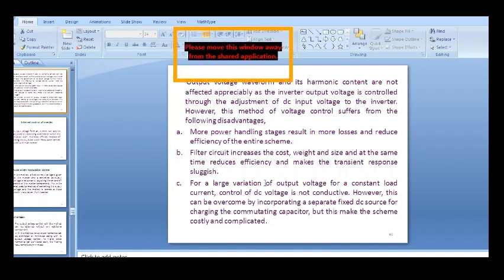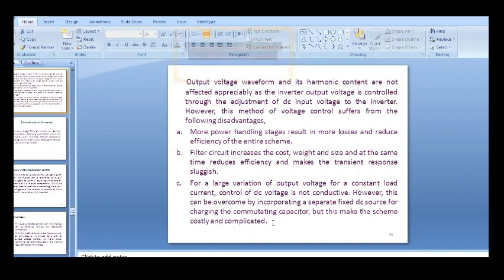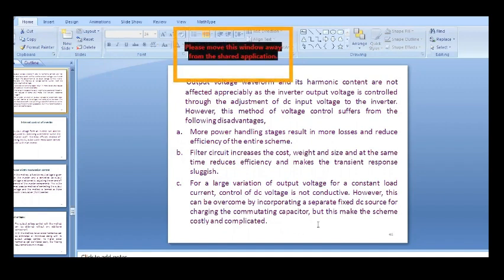This difficulty can however be overcome by incorporating a separate fixed DC voltage for charging the commutator, and thereby we can overcome it in the system. But always think that this may make the scheme costly and complicated.